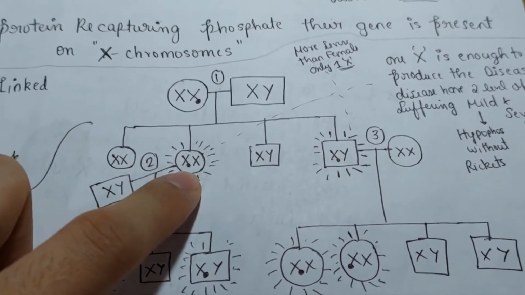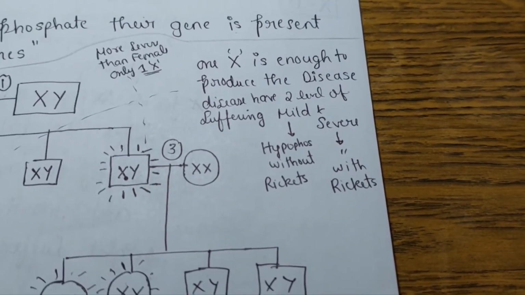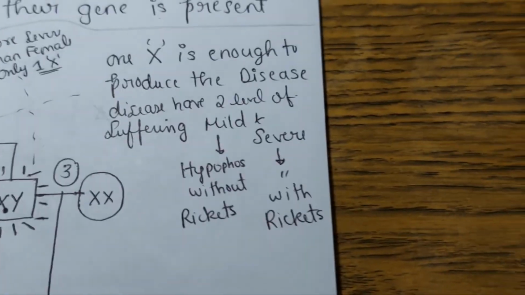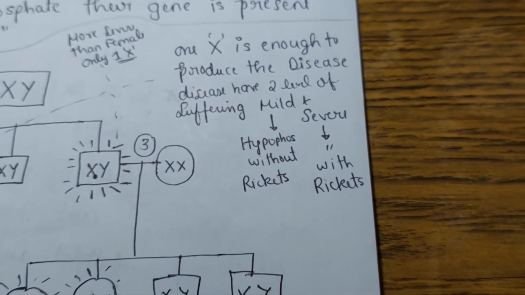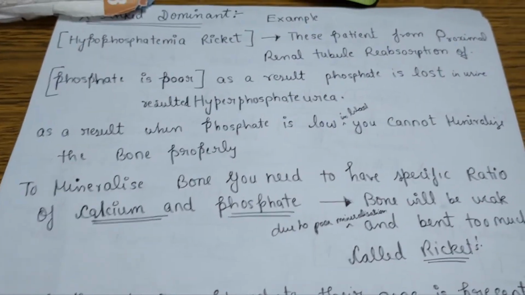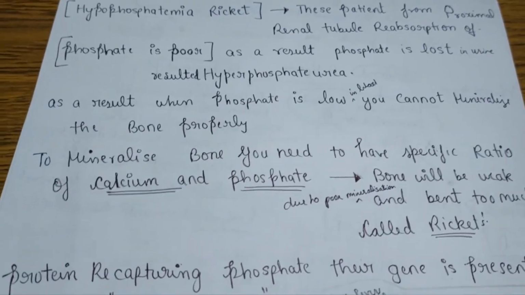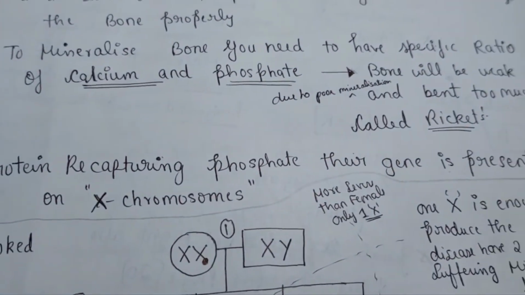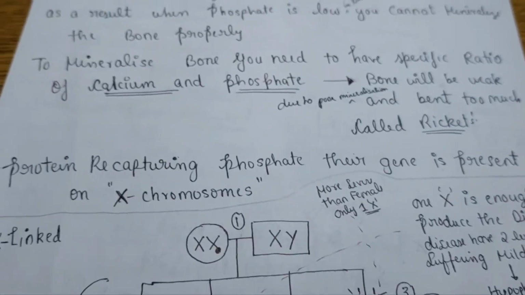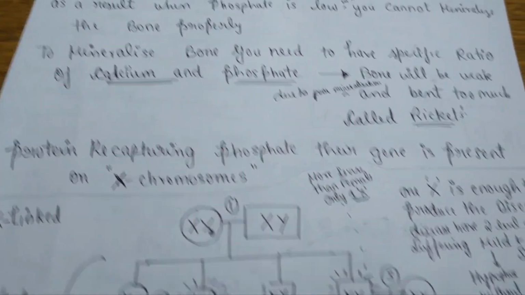Also in females one X is enough to produce the disease, but the disease can have two levels of suffering, mild and severe. In mild there will be hypophosphatemia but without rickets. That means phosphate is being lost by the kidneys but not at a very high rate, so some phosphate is left behind and that can help in the mineralization of the bone. Whereas in the severe case, a lot of phosphate is lost in the urine, so the bones cannot mineralize properly and they will be bendy, and that will cause rickets.